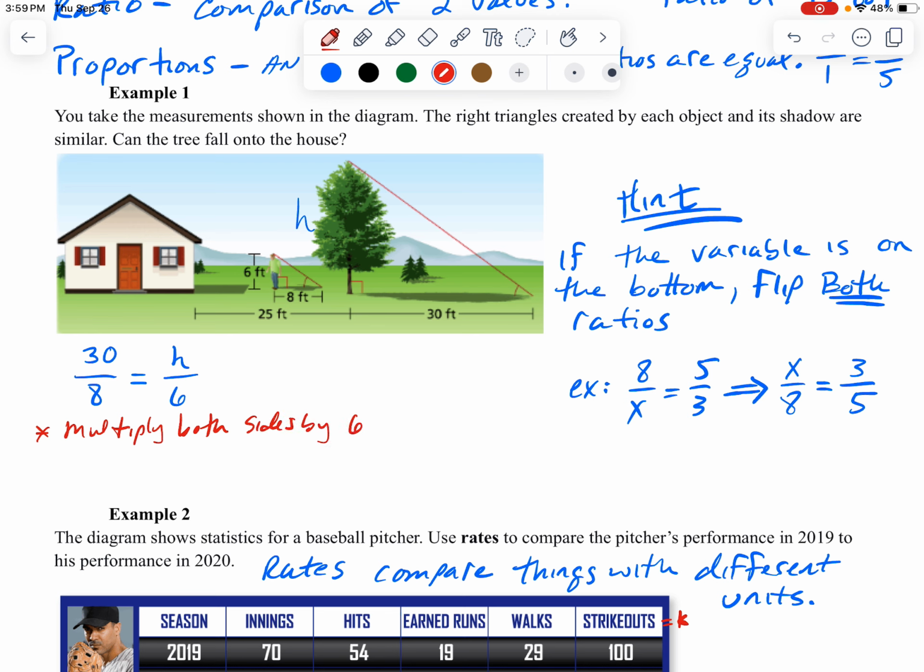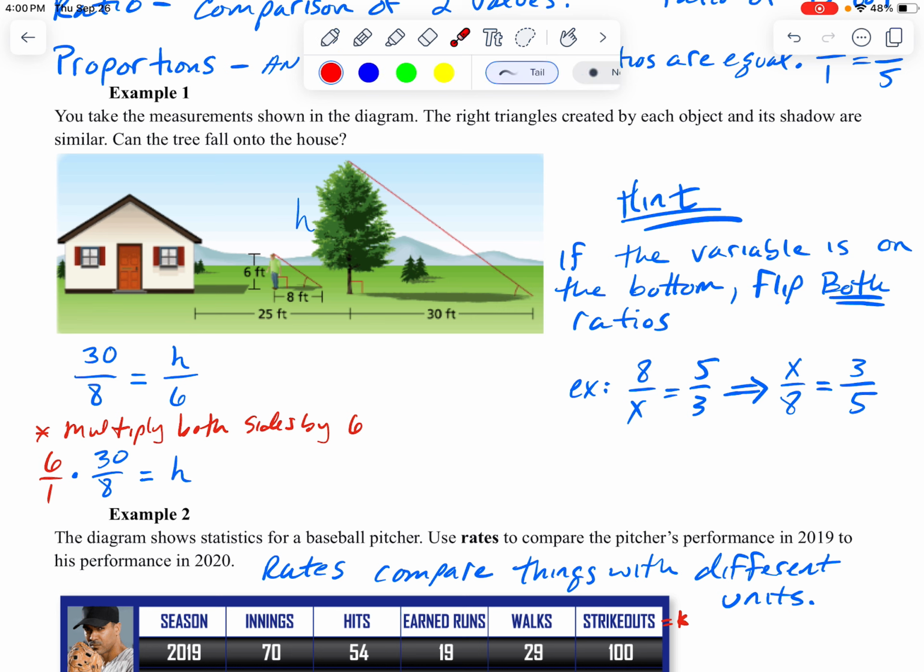Normally I would show that by doing something like this. But again, for the sake of clutter, I'm going to get that out of here and show what happens down below. If I multiply by 6 on the left, we would have 6 over 1 times 30 over 8. And on the right, when I multiply by 6, we're just left with h. That was the whole reason that we did this in the first place. So we would just have the height.